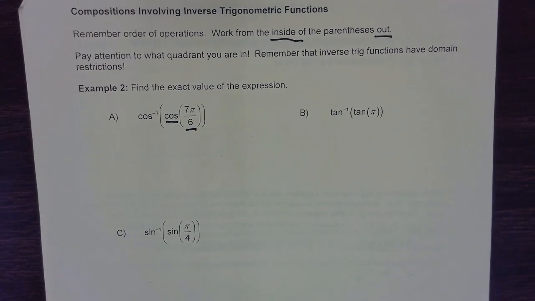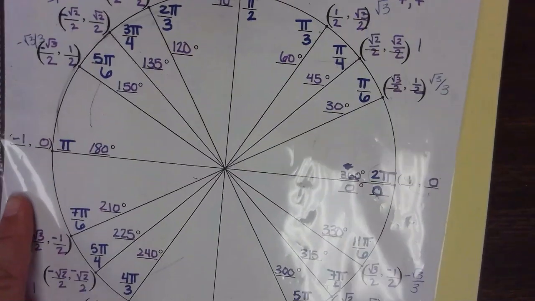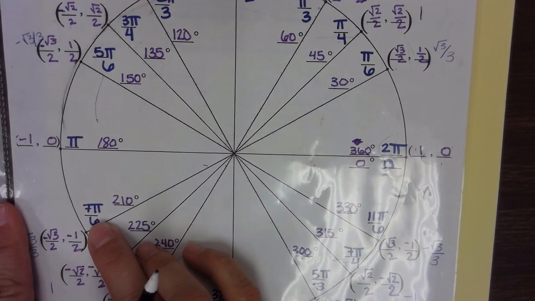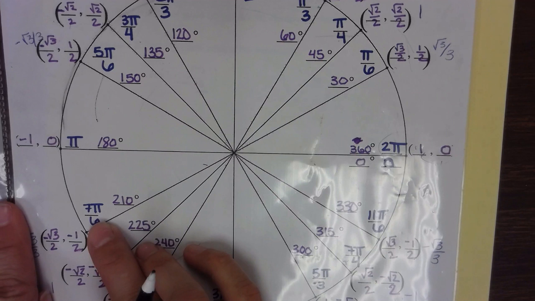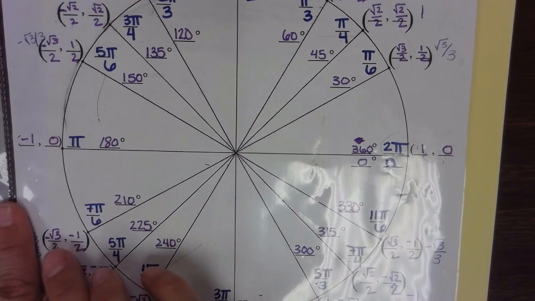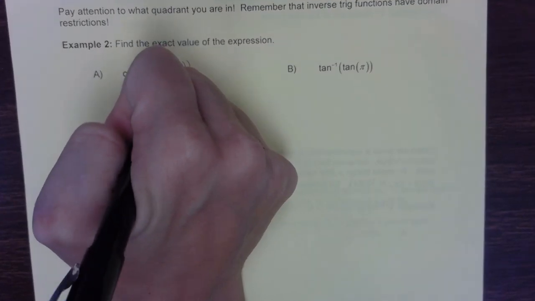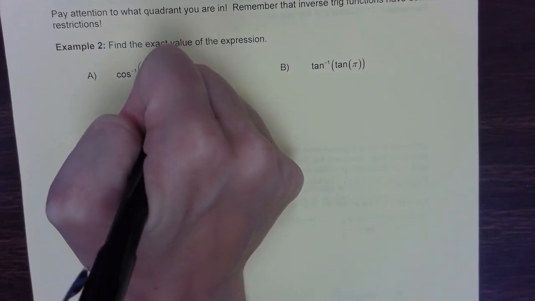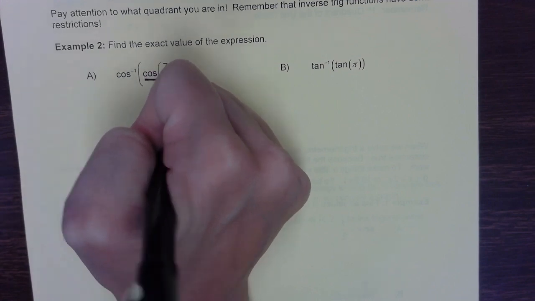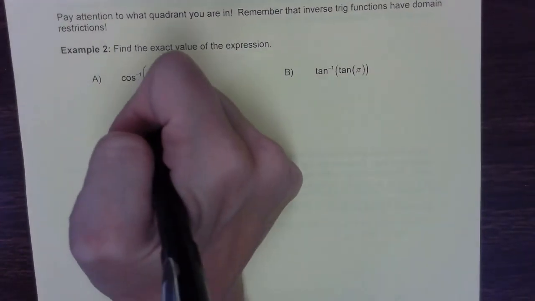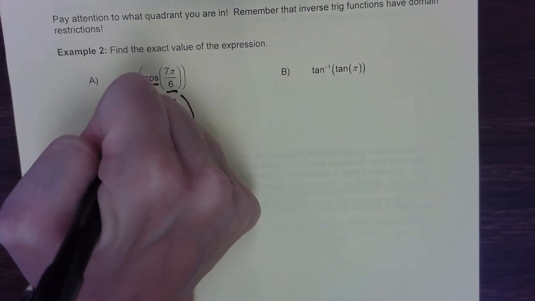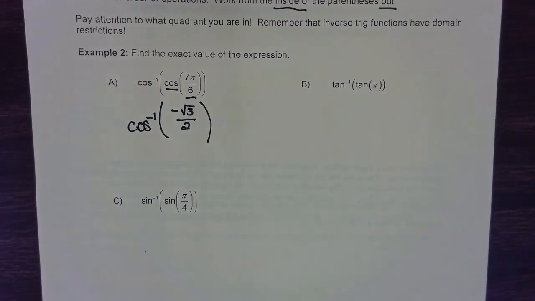So find 7 pi over 6 on your unit circle. And I find it right here. Cosine, again, is the first part of the coordinate. Sorry, not quadrant, coordinate. So we get negative square root of 3 over 2. So right here, cosine 7 pi over 6 is negative square root of 3 over 2. That is the value of the inside. So now we're going to do the outside. The outside is where we have that inverse. That is where we cover up.